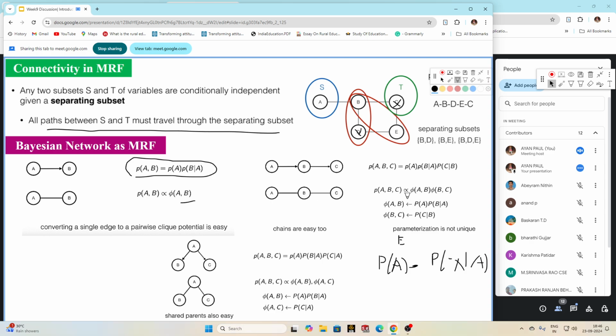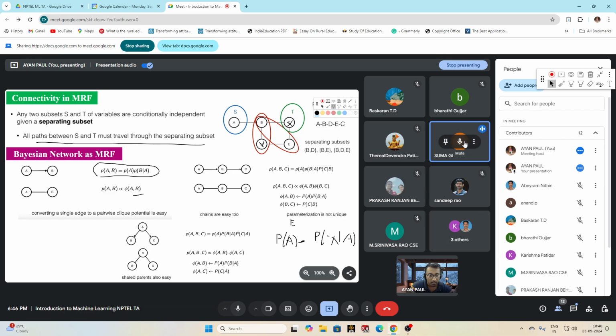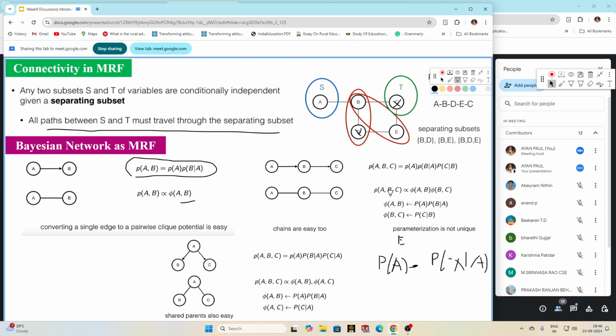Now if we convert this into an undirected graph, with A linked to B and B linked to C, then the probability of A B C will be proportional to the multiplication of the potential functions of the cliques. Two cliques we can form here: A B and B C. So phi A B, the potential function of clique A B, and potential function of clique B C. That is how we can convert our Bayesian network to an MRF, or Markov random field.